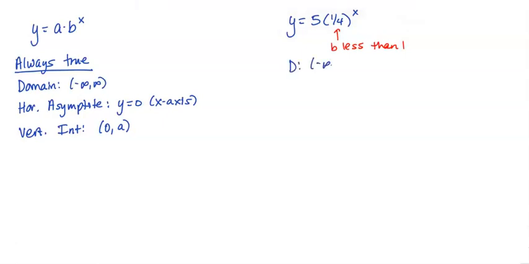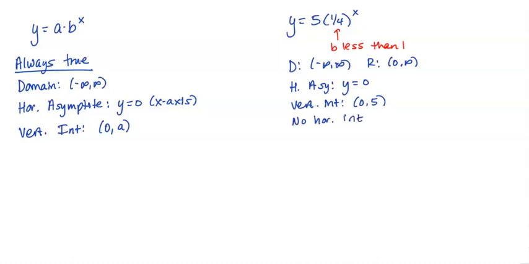A couple of things that we can say for sure about this particular function. Its domain is all real values. Its range goes from 0 to infinity. It has a horizontal asymptote at y equals 0. It has a vertical intercept at (0, 5), and it has no horizontal intercept.